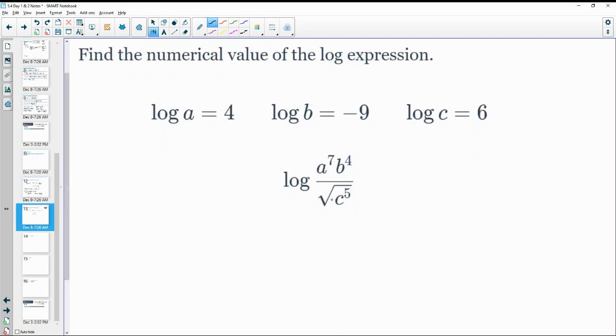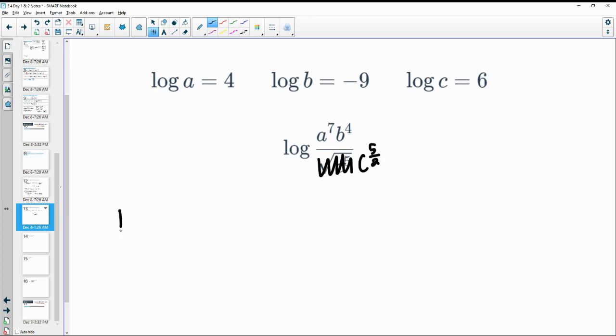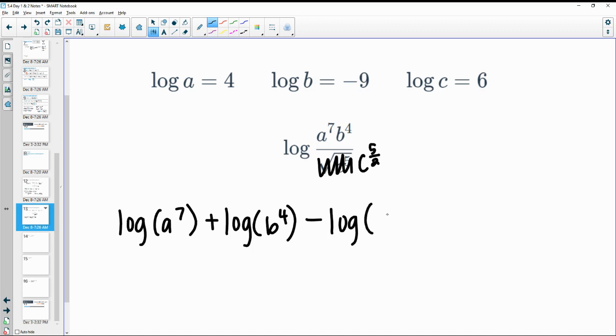Second one, so again, we'll do the same thing. First thing I'm going to do is rewrite this bottom as C to the 5/2, since that's what that square root will do. And we know with logs, we want exponents. So here we've got log of A to the 7th on top, and then times B to the 4th. So then this will be plus log of B to the 4th. And then this is on the bottom. So we'll be subtracting log of C to the 5/2.